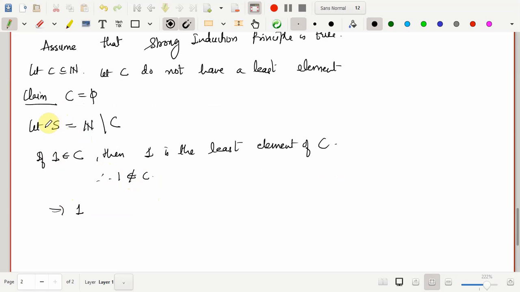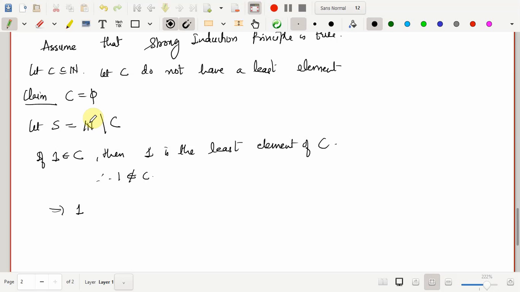Okay, because if S is equal to N, and if I say that S is N difference C, then definitely C has to be an empty set. So that's the idea. So I'll show that S is equal to N by the strong induction principle. From here we have already shown that 1 is in S, so that proves the first part of strong induction principle.